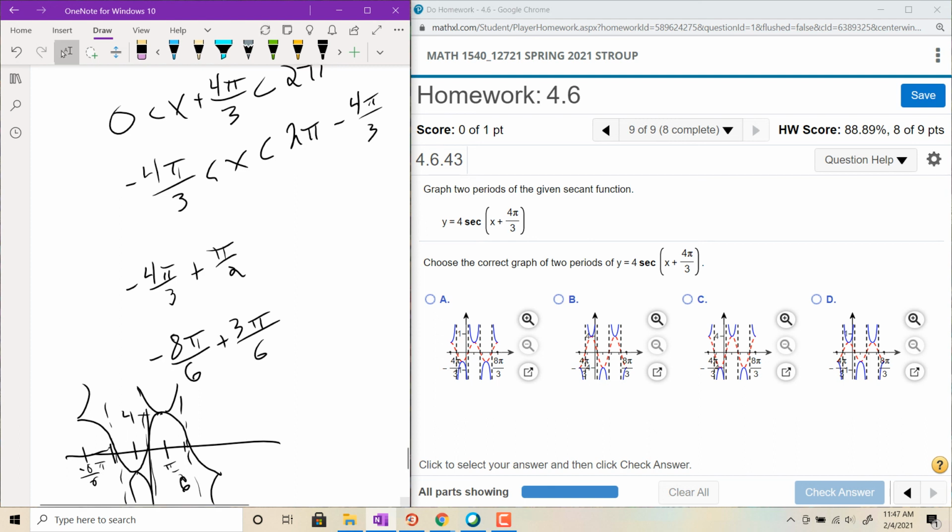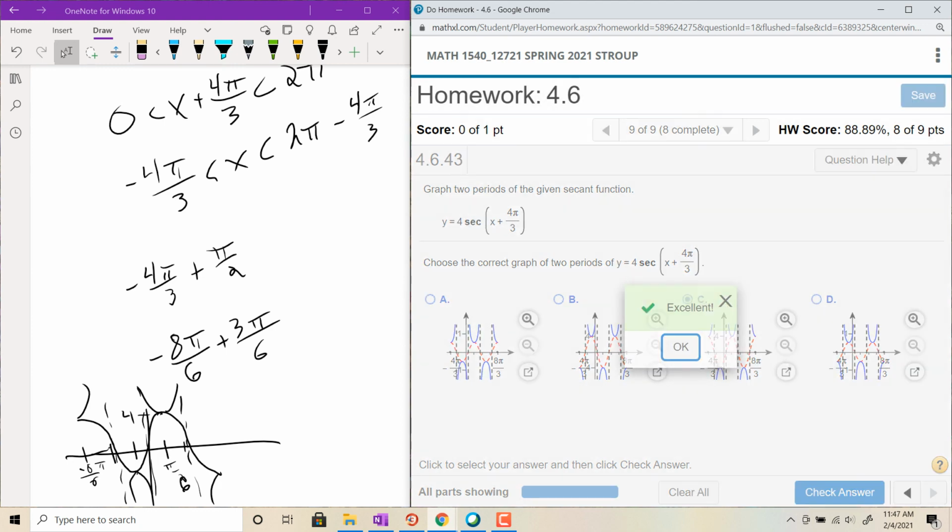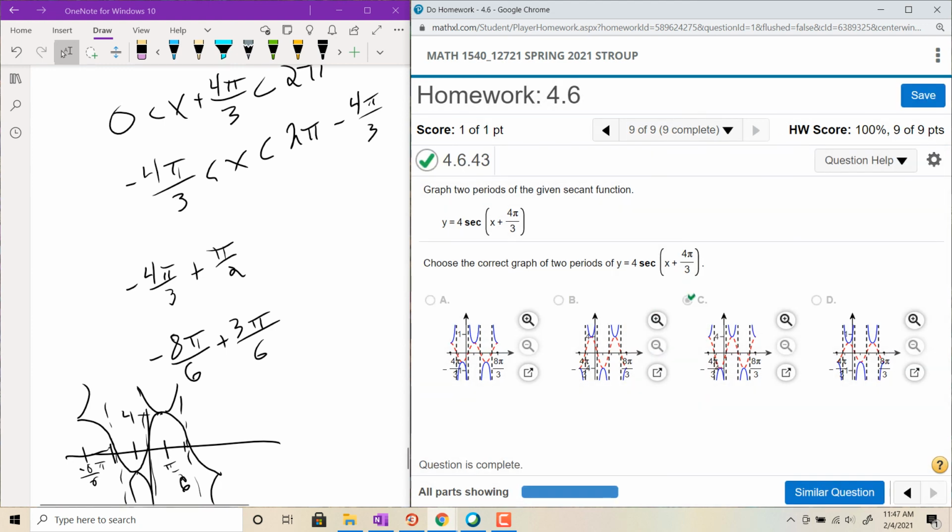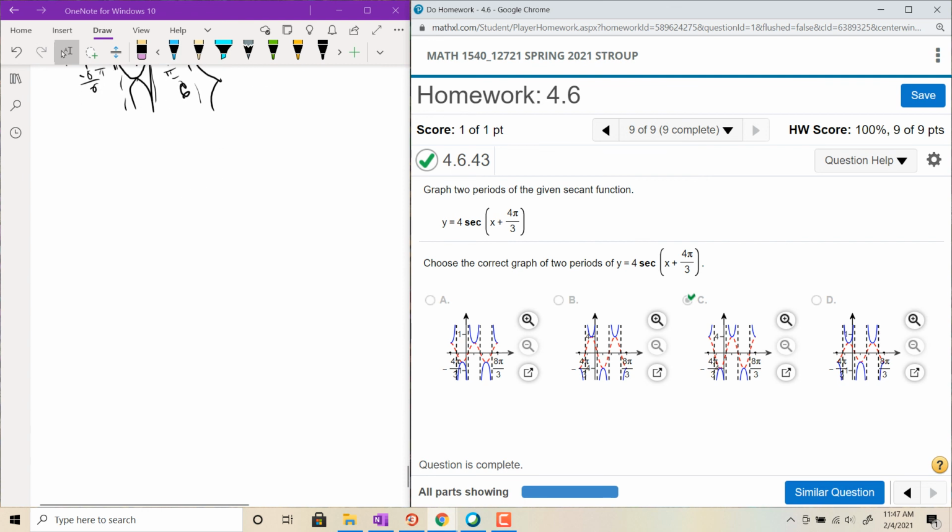Okay, so let's take a look. No, this is the first one, it looks like, but the amplitude isn't right. So C has the correct amplitude in the correct position. Okay, is that it? No, there's one more. Okay. Oh no, I'm done. I'm done. Okay, great. So that was pretty easy.